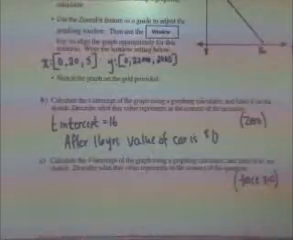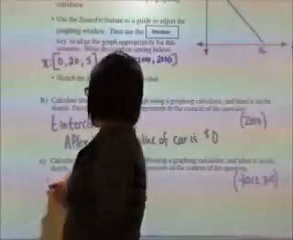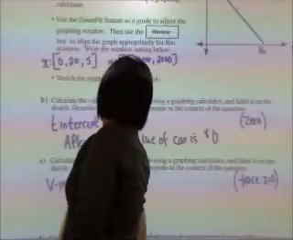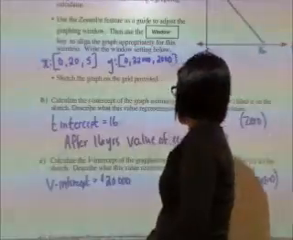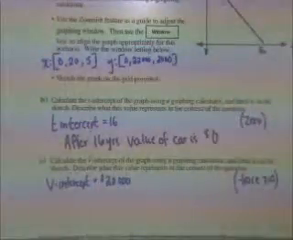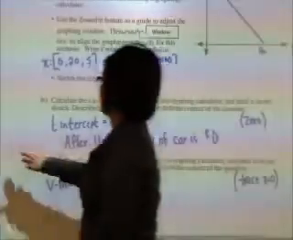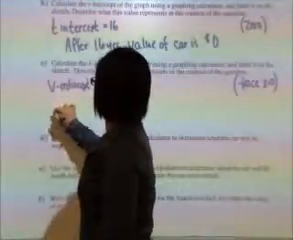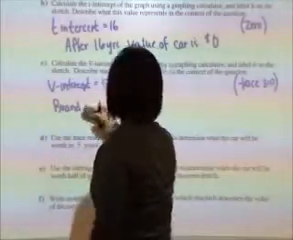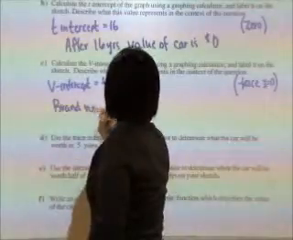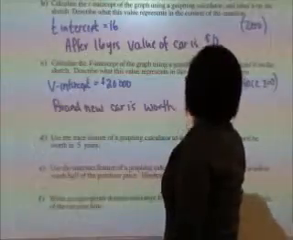And the v-intercept is where I did that trace and I let x be equal to 0. So the v-intercept was $20,000. In the context of this question, what does it mean? The vehicle is brand new. So brand new, the car is worth $20,000.